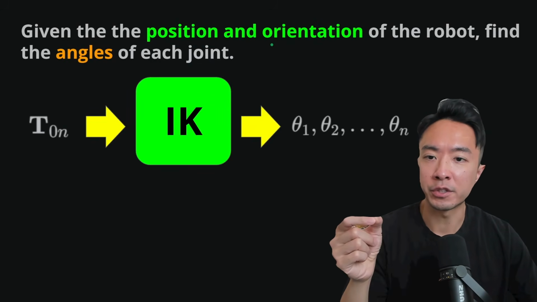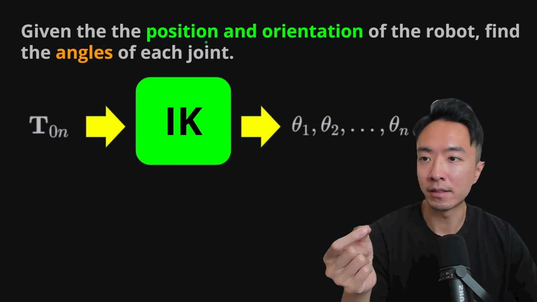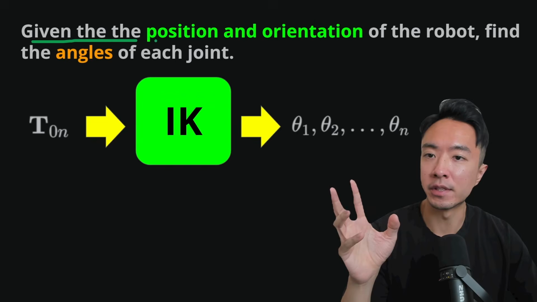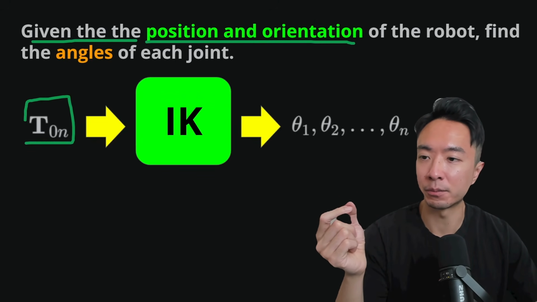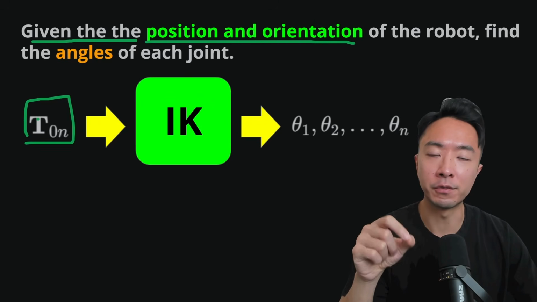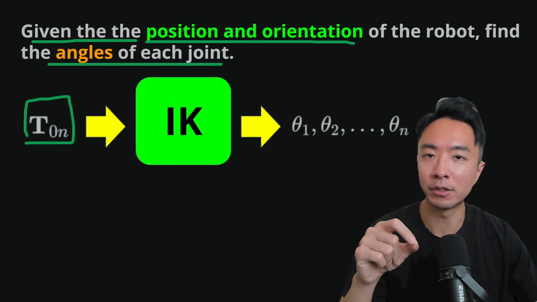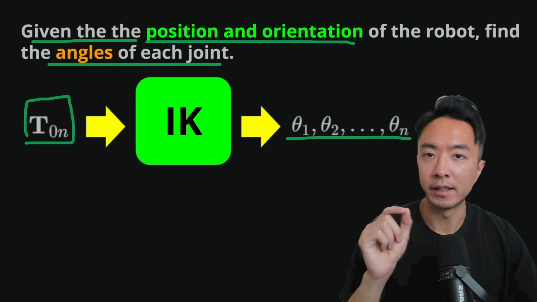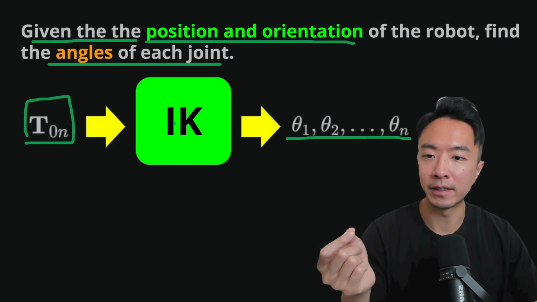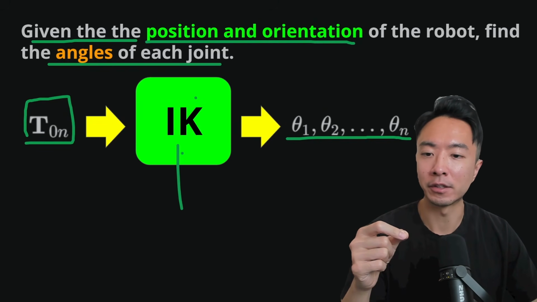So just as a refresher, what inverse kinematics means is that you're given the position and orientation of your robot. So typically that's going to be a transformation matrix. And the goal of inverse kinematics is to find the angles of each joint, which we're calling theta 1 up to theta n. And in short, we call inverse kinematics IK, which we have right here in this middle box.